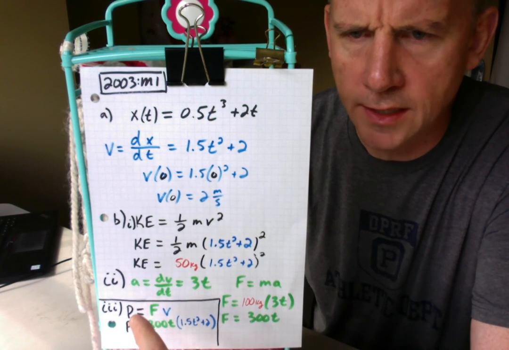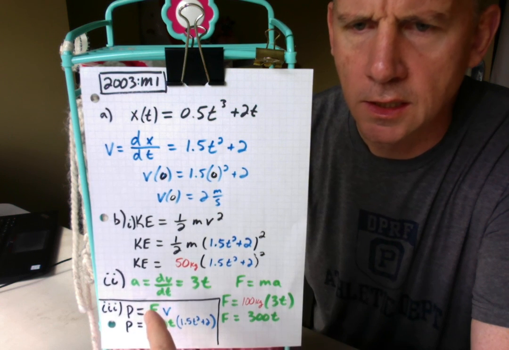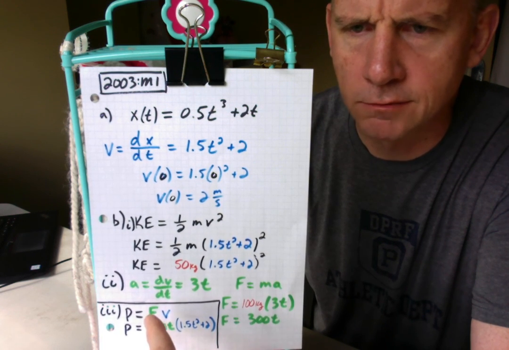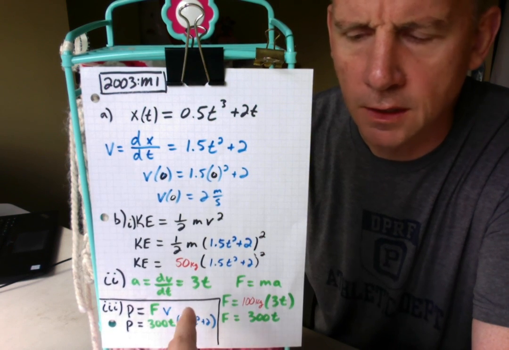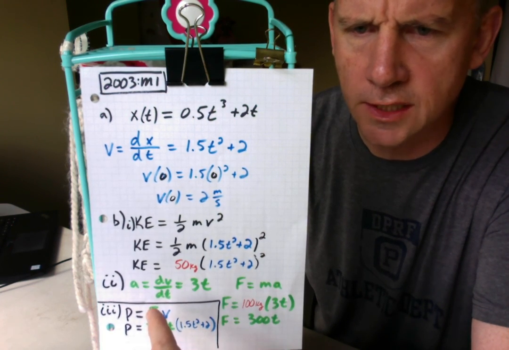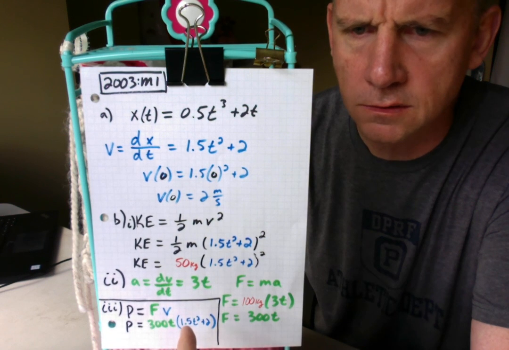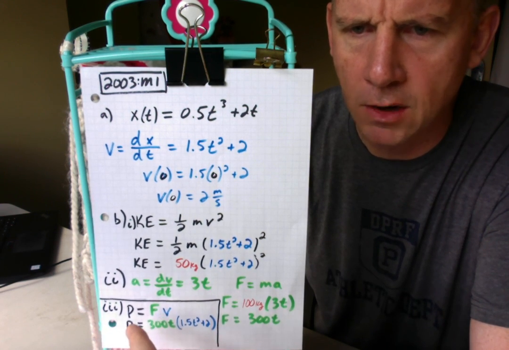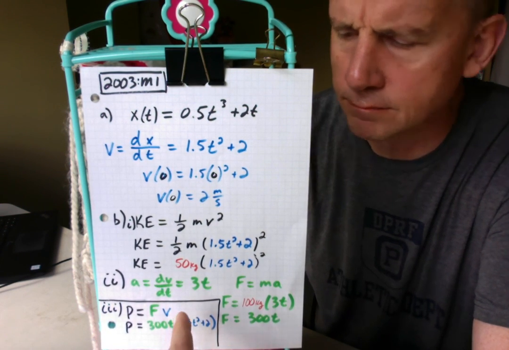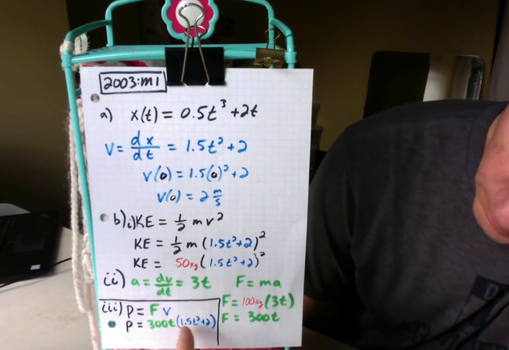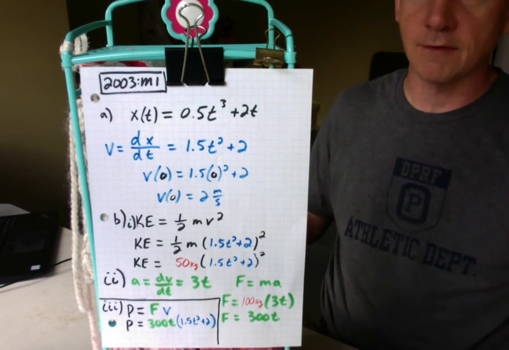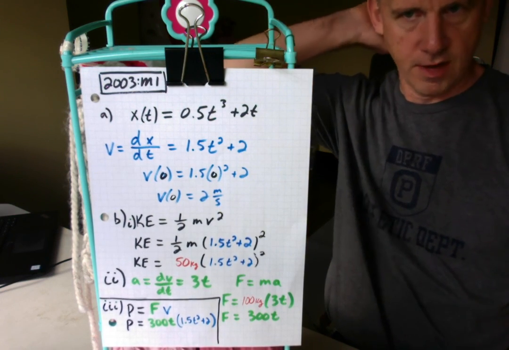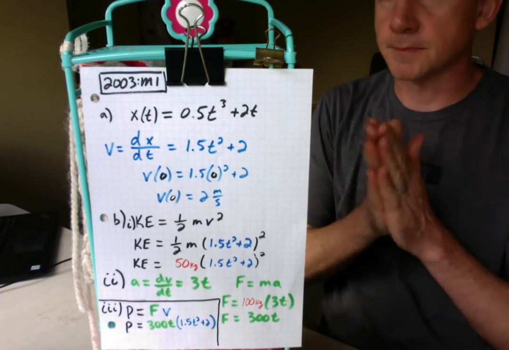Power, same way. To get power, shortcut is force times velocity. Power is also work divided by time. So if we just take those two functions and multiply them together, we can get power in terms of time. This becomes some sort of cubic. You can leave it that way or multiply it out if you wish.